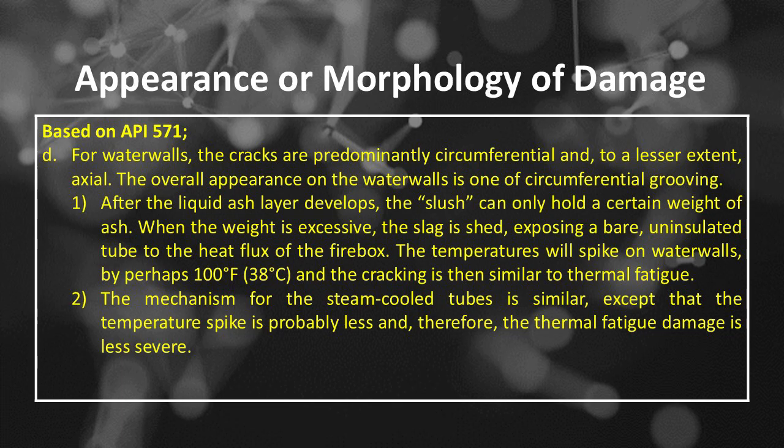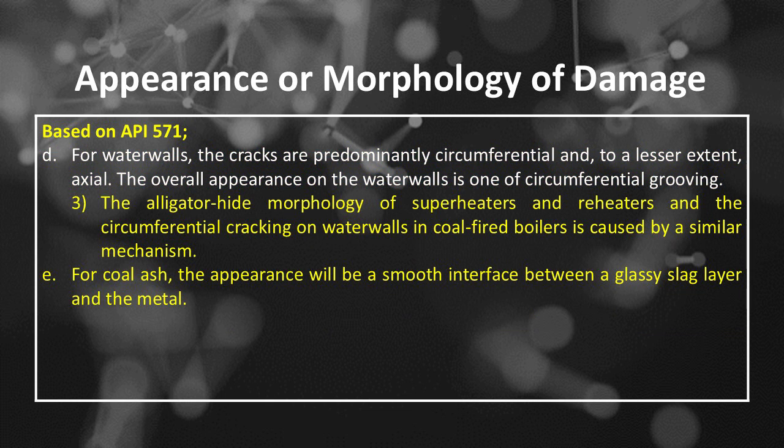Number 2, the mechanism for the steam-cooled tubes is similar, except that the temperature spike is probably less and, therefore, the thermal fatigue damage is less severe. Number 3, the alligator hide morphology of superheaters and reheaters and the circumferential cracking on waterwalls in coal-fired boilers is caused by a similar mechanism. E, for coal ash, the appearance will be a smooth interface between a glassy slag layer and the metal.